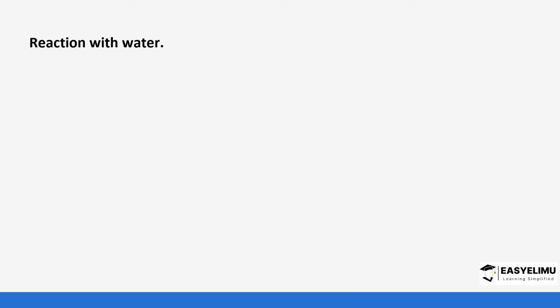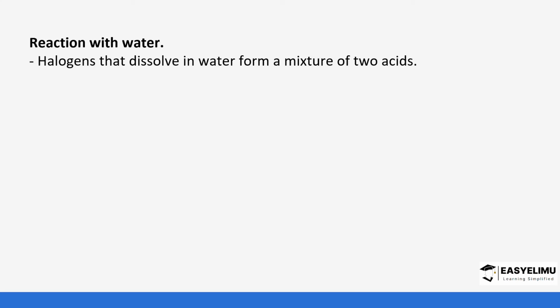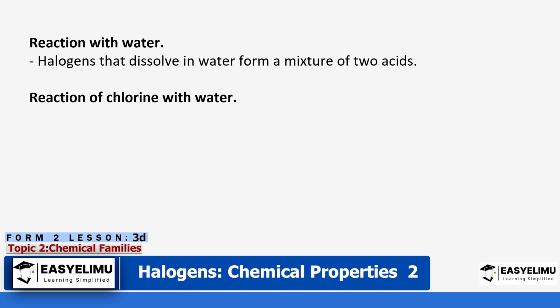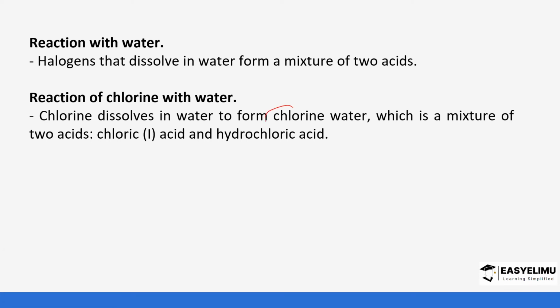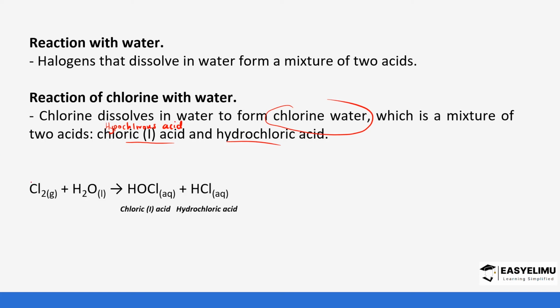So halogens also usually react with water. They dissolve in water to form two types of acids. For example, if we look at the reaction of chlorine with water, chlorine dissolves in water to form chlorine water. Chlorine water is usually a mixture of chloric 1 acid and hydrochloric acid. Chloric 1 acid is also referred to as hypochlorous acid, so you see that in some books. And then this is the equation. So you can see the chlorine gas reacting with water to form, this is the chloric 1 acid, and this is the HCl.